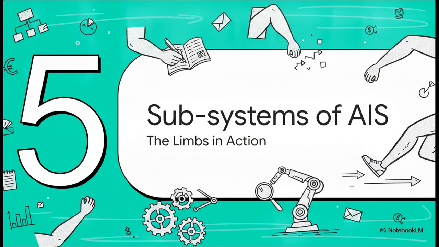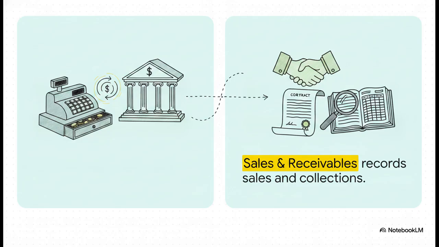All right, finally, let's look at Section 5, the subsystems of AAS, the limbs in action. We've looked at the brain and the armor. Now let's check out the specific limbs that carry out the daily ground-level work of the accounting information system. These subsystems handle all the incoming money. On one side, the cash and bank subsystem deals with everything from physical cash receipts in a register all the way to complex electronic fund transfers using credit cards.